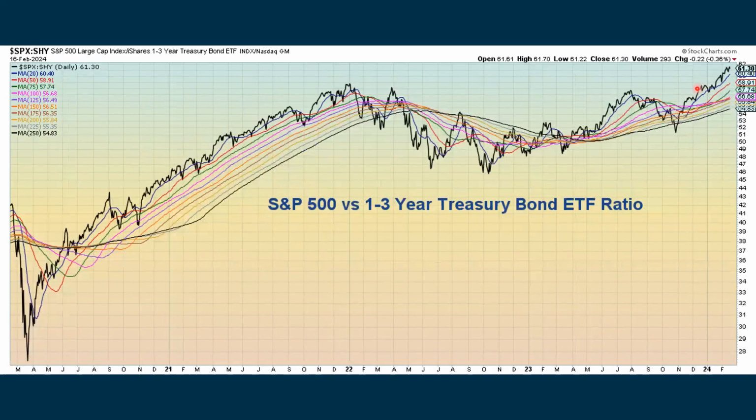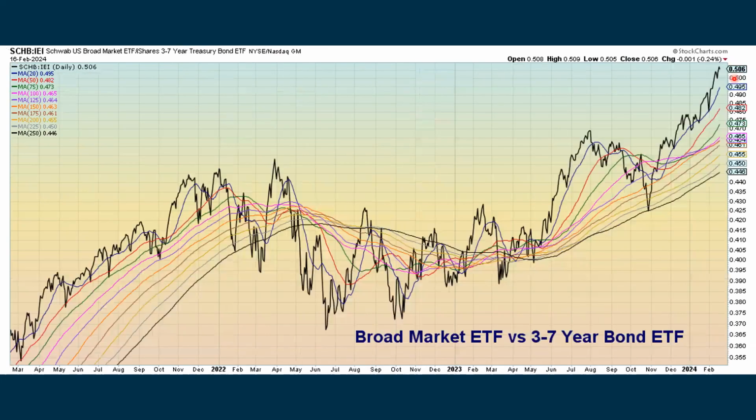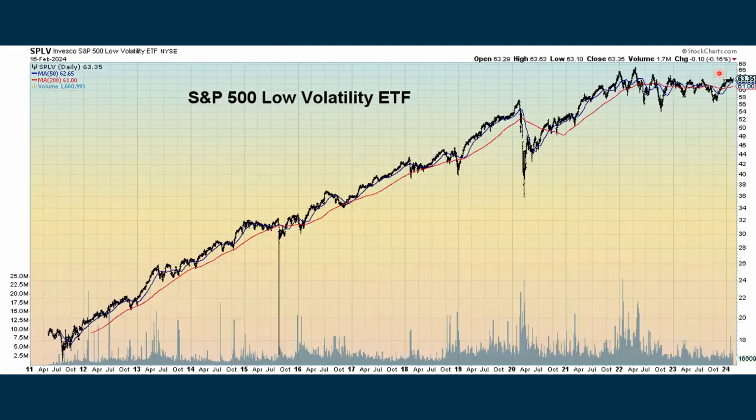Then we look at the S&P 500 and compare it with shorter-term bonds. This is showing how stocks are outperforming. Then we look at a thing called the S&P 1500, which is another broad market measure. Compare it with shorter-term bonds, showing how stocks are outperforming. Then we look at further out bonds. This is also showing how stocks are outperforming here.